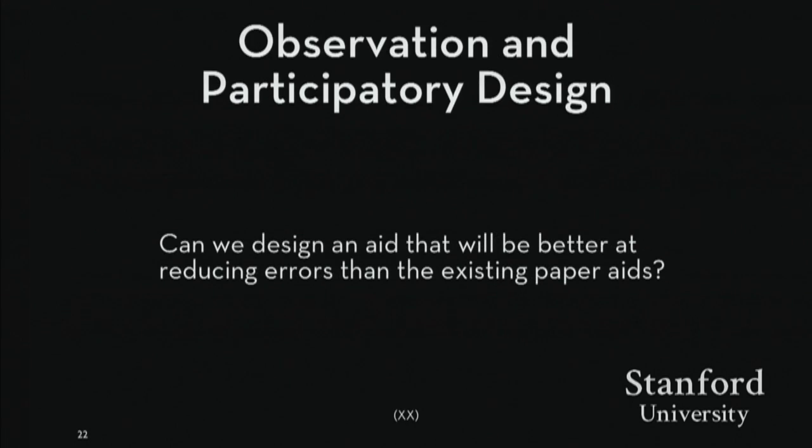So throughout this observation and our later participatory design, we were trying to answer the question, can we design an aid that will be better at reducing errors than those existing paper aids that they're using? Well, in order to know that, we'll actually have to understand a little bit better what those existing aids are that they're using.